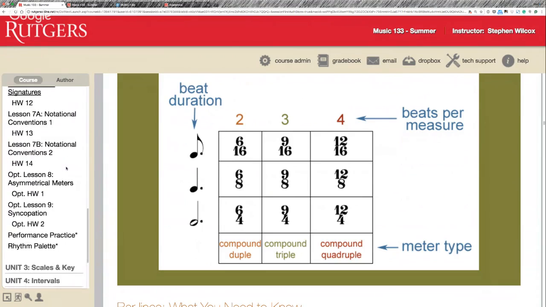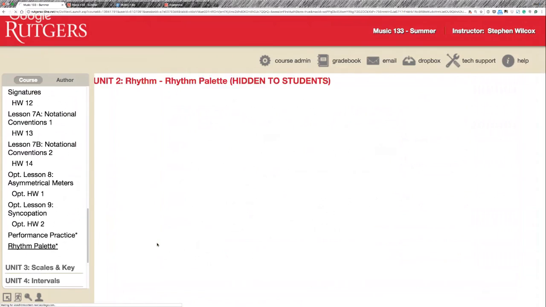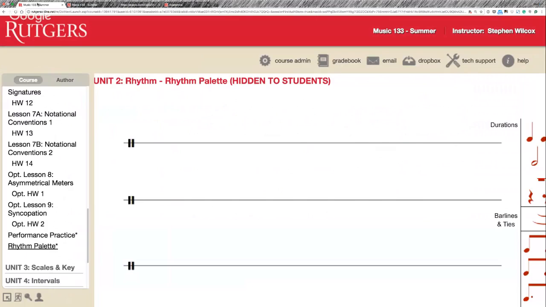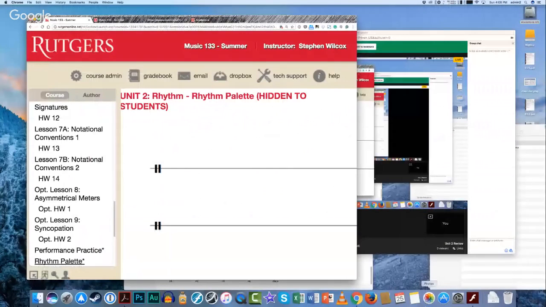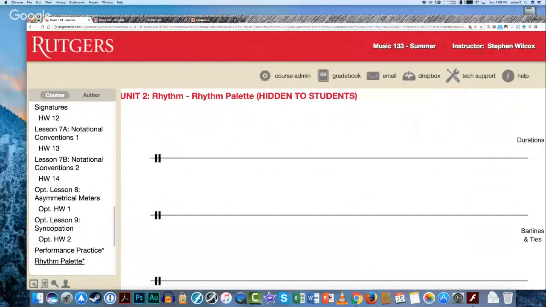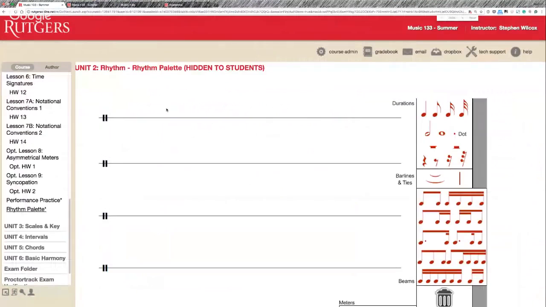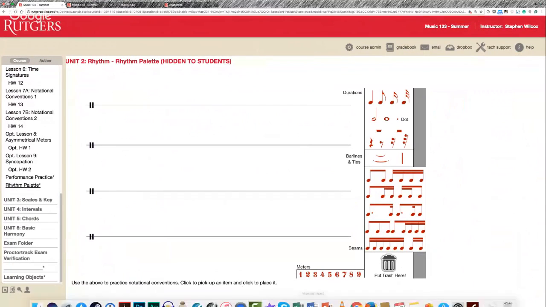So let's see if I can pull up a palette and let's try some of these, because I think it'll be a little clearer. All right. I'm going to take this off of full screen just for a second. Okay. So let's see if I can make that a little clearer. Let's just, for the sake of review, do a simple one.